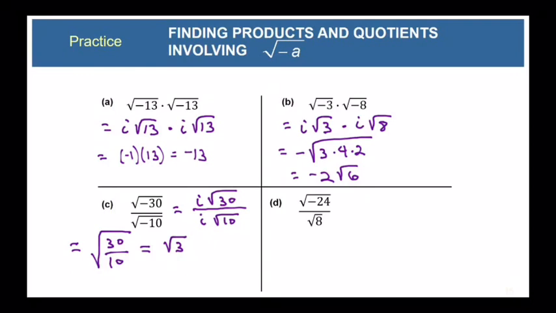And here we go with part D. So the square root of negative 24 over the square root of 8. We do need to simplify the negative first, so that will be i square root of 24 over square root of 8. This time the i will not cancel out, but we can combine these two radicals into one. So we'll have i times the square root of 24 over 8, and 24 over 8 is 3, so here we have i times the square root of 3.